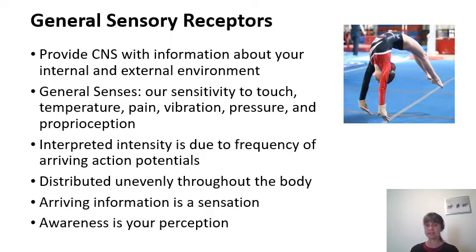The interpreted intensity of the incoming sensation is due to the frequency of arriving action potentials. Remember, action potentials all have the same amplitude, but it's the frequency that determines the intensity of the stimulus. Our general sensory receptors are actually not evenly distributed through our body. They're distributed unevenly. And the information that we get from these receptors is what we refer to as sensation. However, the awareness of what the sensation is and how we interpret it is our perception.